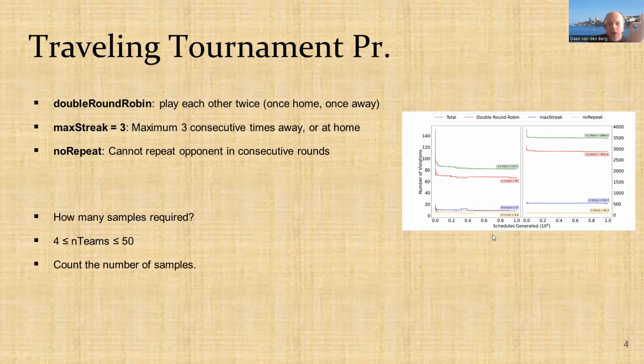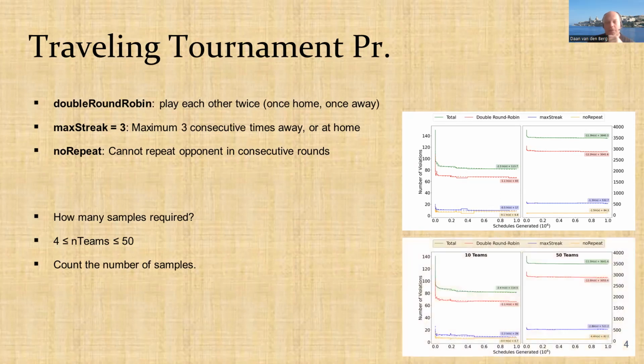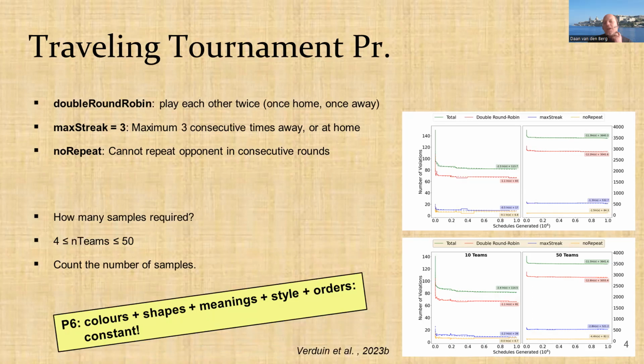But what is important is that the colors of this second figure are identical to the colors of the first figure. And also the order in which the legend runs through the various items, first total, then double round robin, then max streak, then no repeat, is the same as in the previous figure, right? And that is all done to lower the cognitive load. Yes, and to do so, you should keep the colors and the shapes and the meanings and the styles and the orders constant throughout your paper.